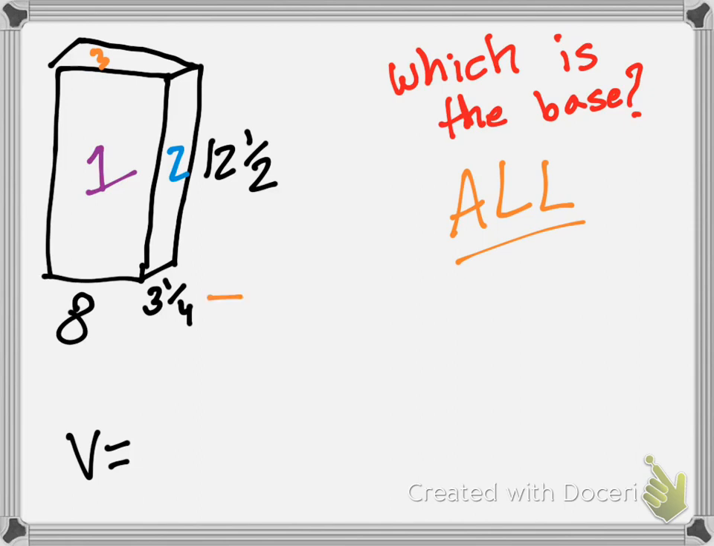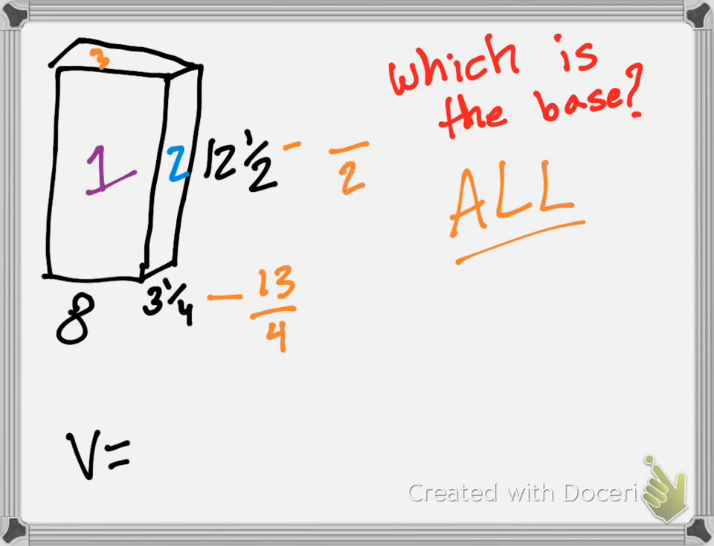Daniel, what is 3 1/4 as an improper fraction? 13/4. Excellent. He multiplied that 3 times that 4 to get 12, added it to that 1 to get 13, and our denominator stays the same. So what would the denominator of this second one be, Andrew? Probably 2. Yeah, our denominator stays the same.